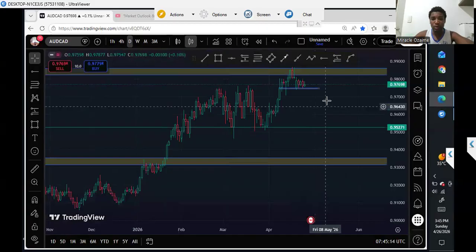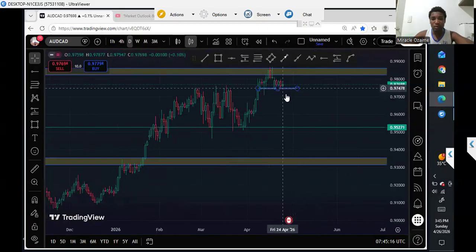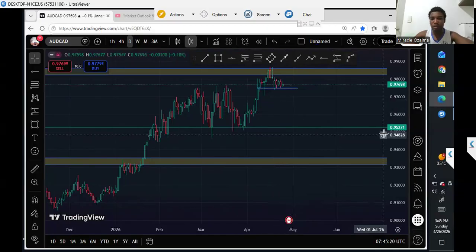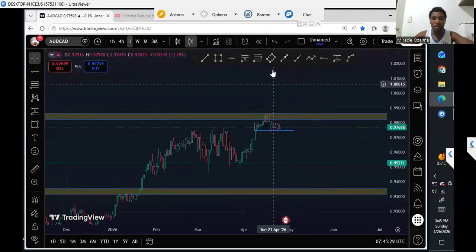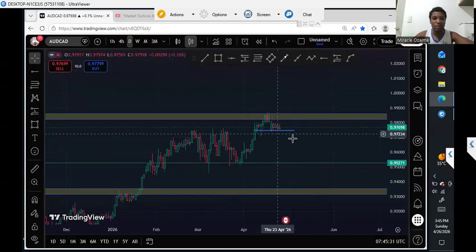When the market opens next week, we're going to see where the market is going to react from. Then we'll just place a market execution, put a stop loss below structure. Then TP1 is going to be here. If the market decides to break it, then continuation to the upside. So that's my thought on AUD CAD. So this is the end of my analysis for this week, and we're going to see how the market is going to play out.